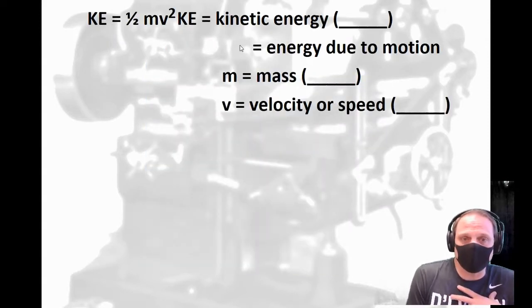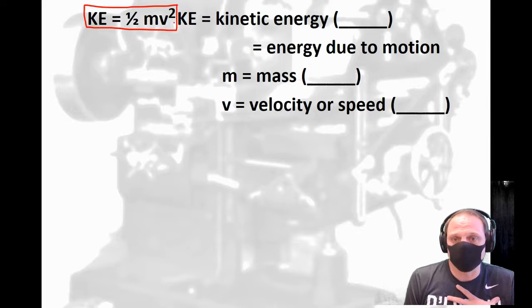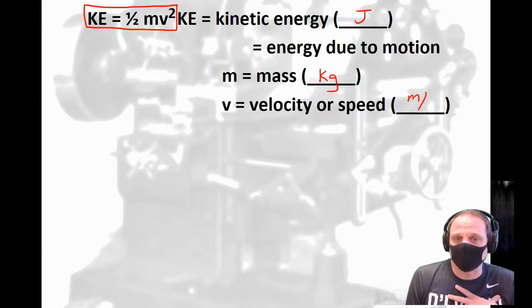Okay, KE is equal to 1/2 mv squared. Kinetic energy, again, our units are joules. It's energy due to motion. Our mass is still in kilograms. Our velocity, remember, our unit is meters per second. So if we look at how that pans out, we can see those same units.